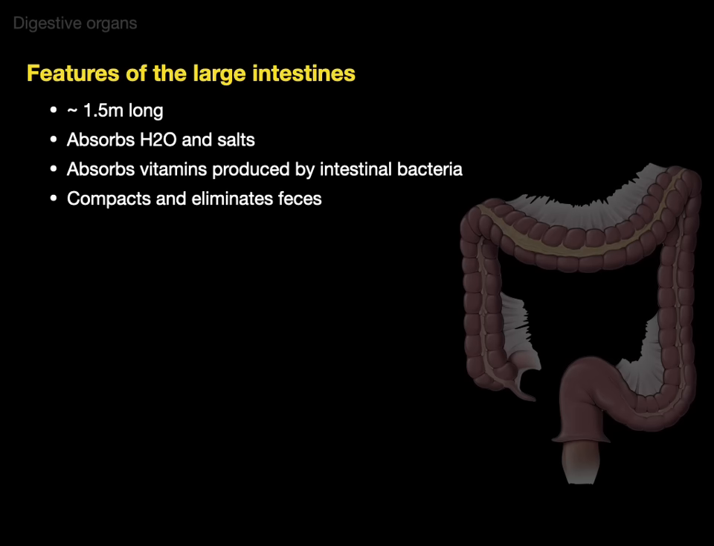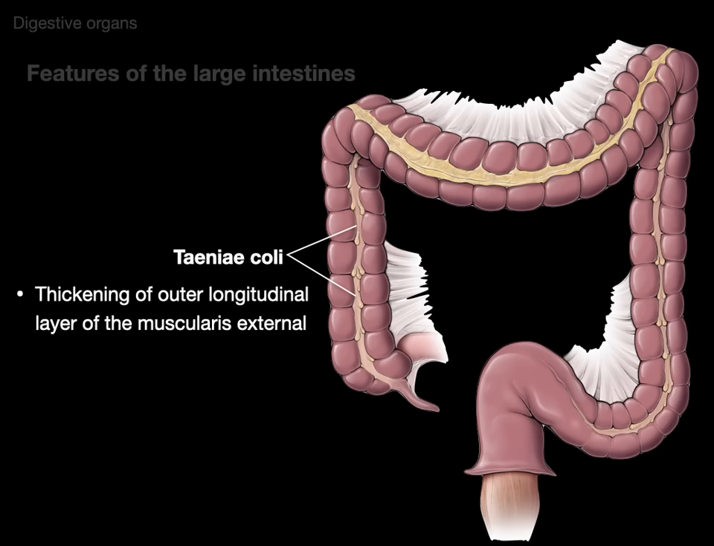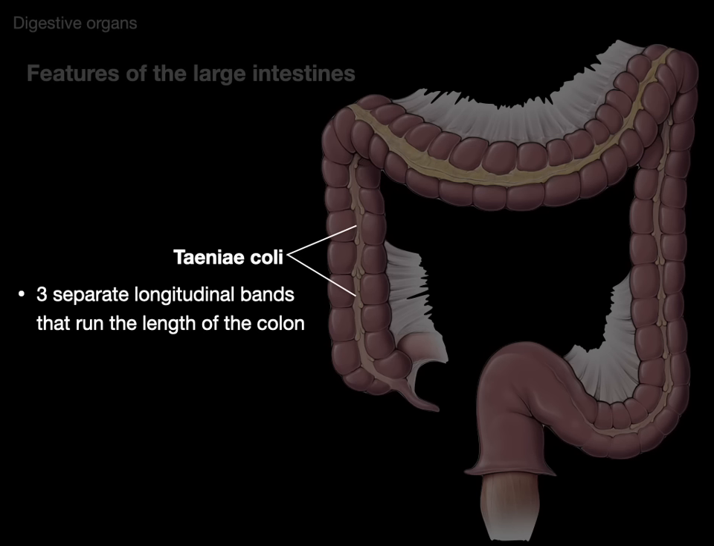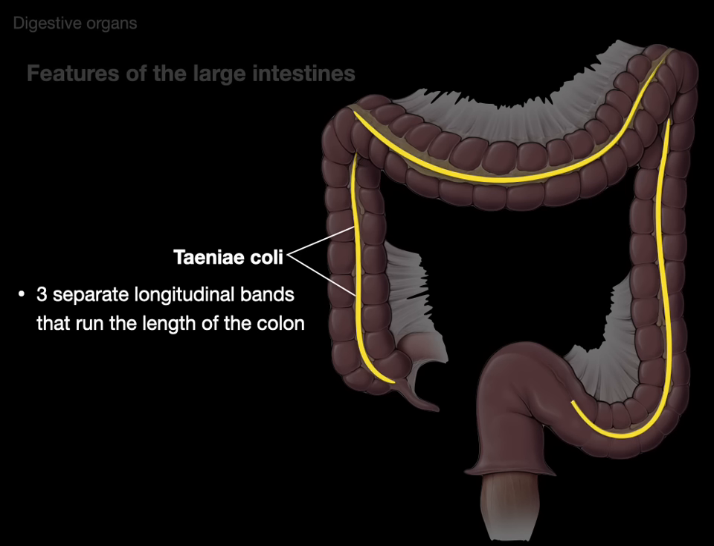The large intestine is then further characterized by taeniae coli, haustra, and epiploic appendages. Let's go through each one of those. So the taeniae coli are thickenings of the outer longitudinal layer of the muscularis externa, and there are three separate longitudinal bands, anterior, posterior, and lateral, and they run the entire length of the colon. And so we can see there the anterior and posterior, and then the anterior again. We just don't see the lateral very well.